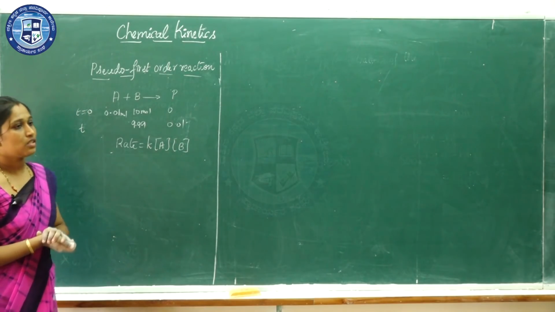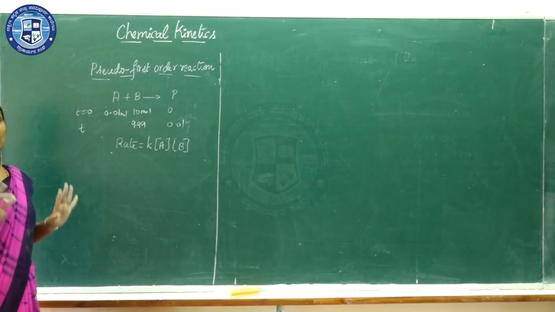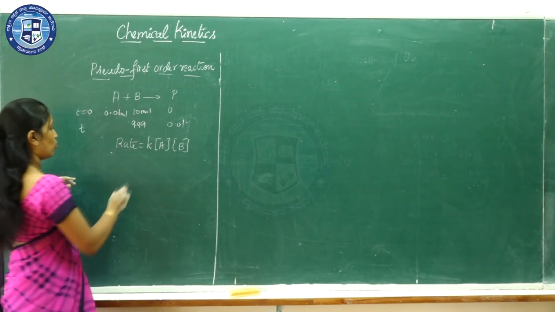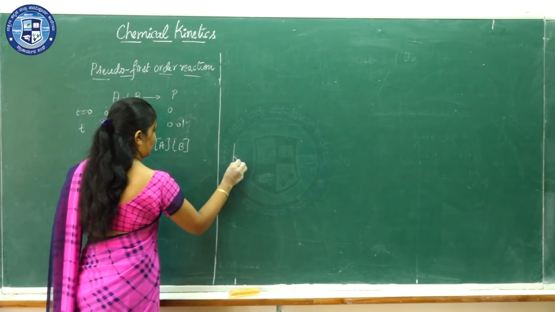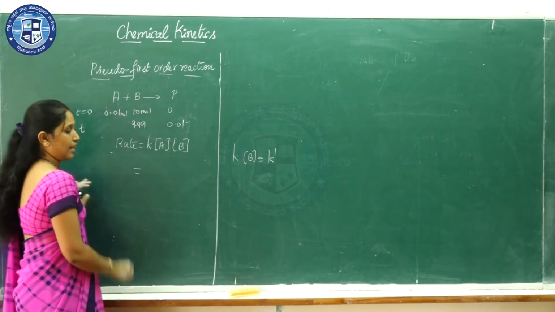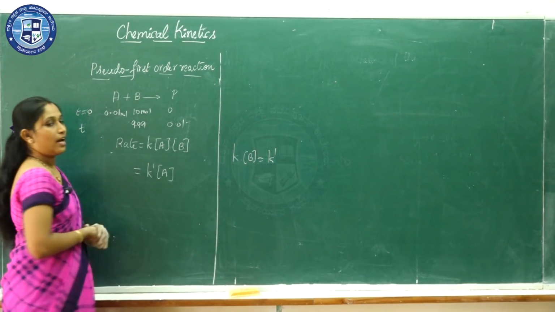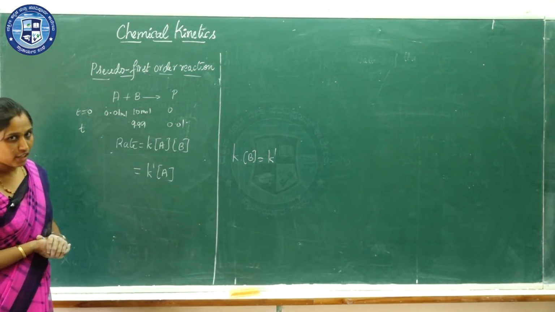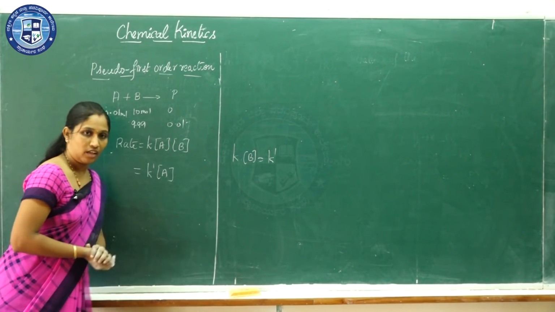So you can take any change in the concentration of B to be a constant. What I will do is club both and write like this. Take it as a new constant, that is K dash. I can write it as K dash of A. So now, as you can see, the rate of the reaction is dependent only on the concentration of A.